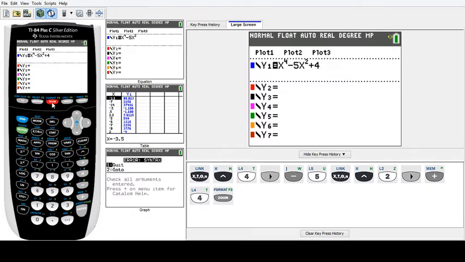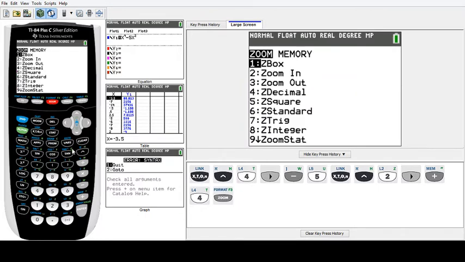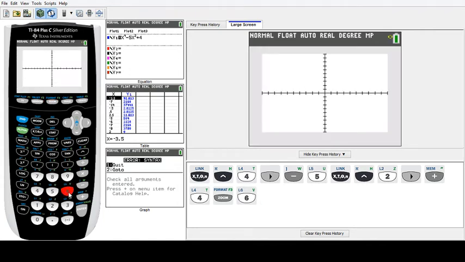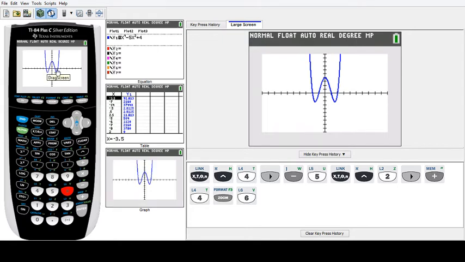So we want to go to zoom and standard. So zoom 6, that means it gives you the whole view of the graph. And as you can see, you'll see 4 x-intercepts right here, and they're all symmetrical. The reason why it's symmetrical is that it's an even function, so it's to the 4 degree, and all the powers here are even: 4, 2, and x to the power of 0.